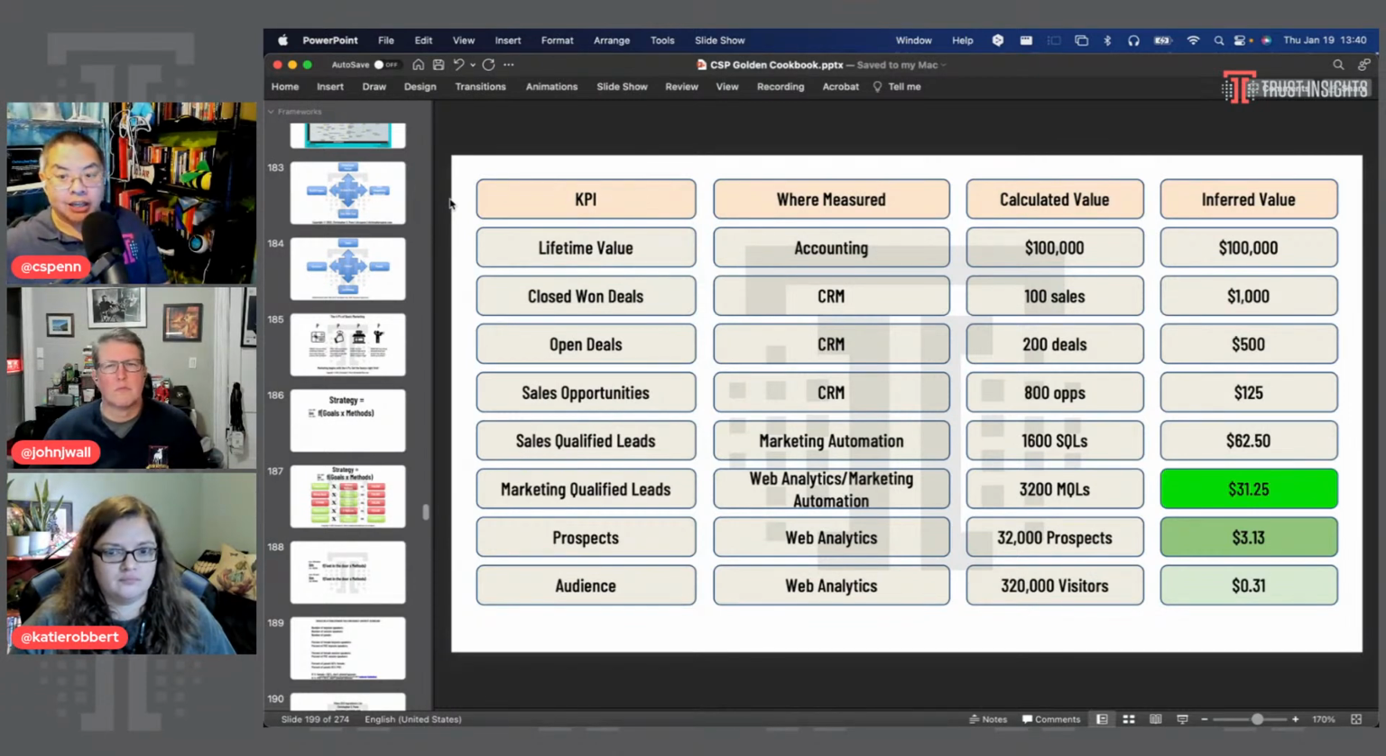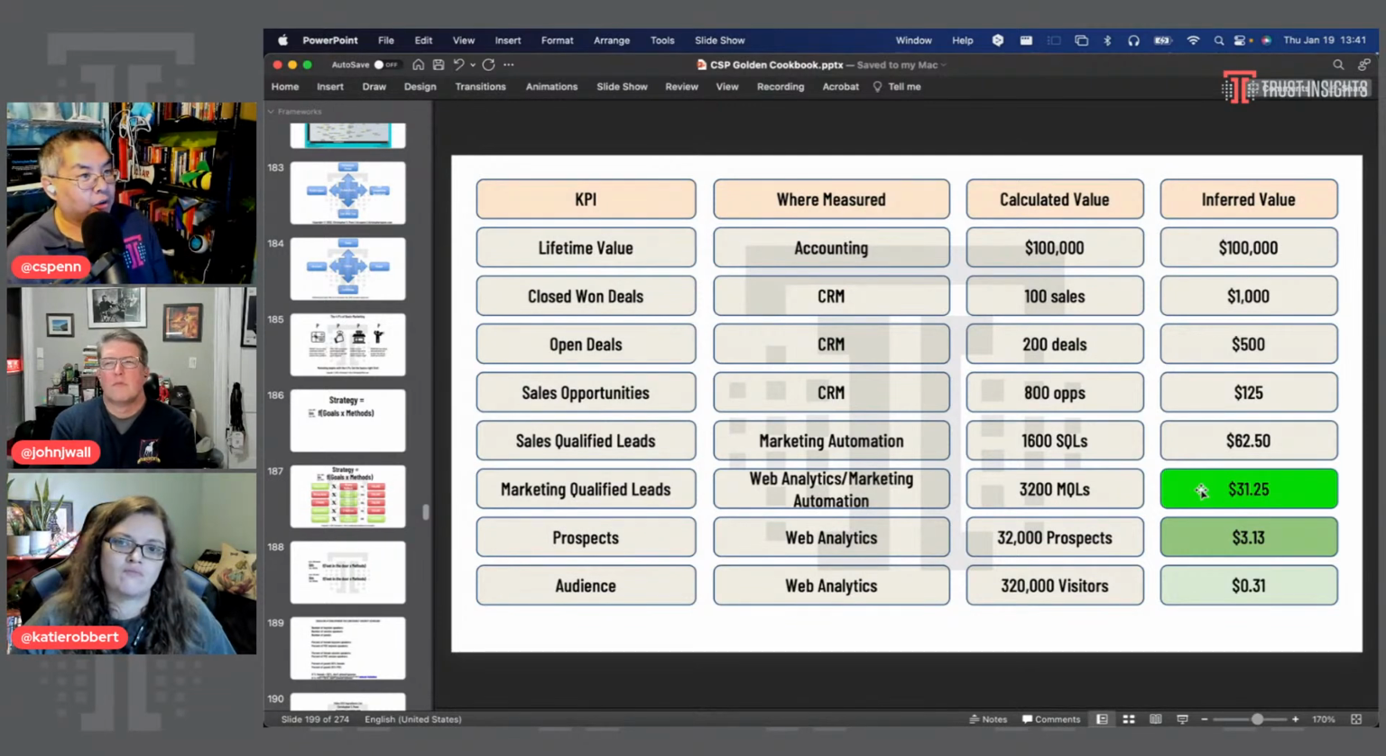And then, yes, you follow each stage of your sales and marketing funnel. If I have 200 deals, only half of them turn to closed deals, then my deal value for an open deal is $500. If I have 800 opportunities, only 25% turn into deals, then we slash that $500 down to $125, and so on and so forth, until you get to a number that you can measure in a system like, for example, Google Analytics.